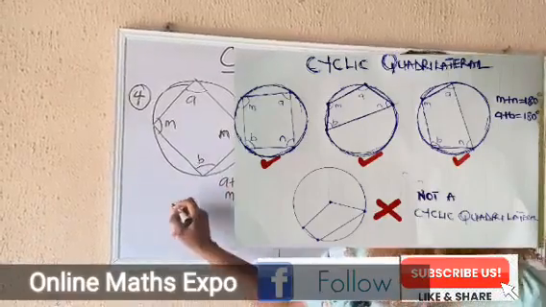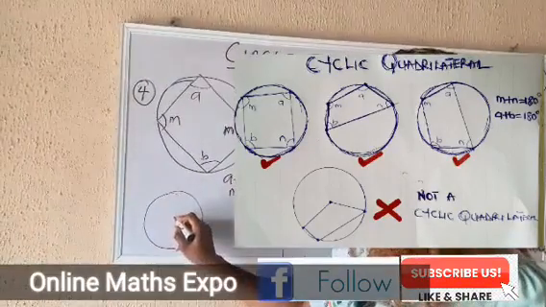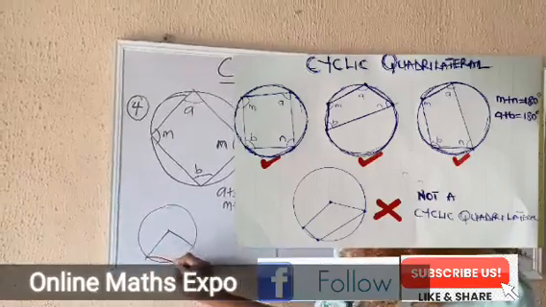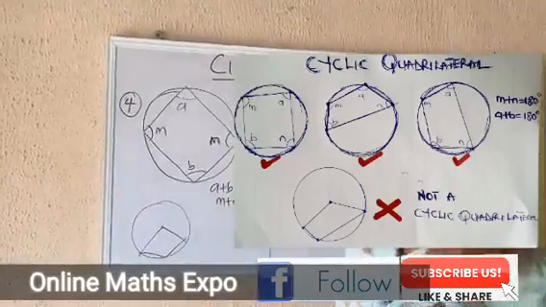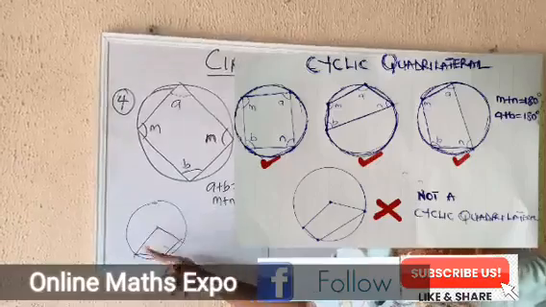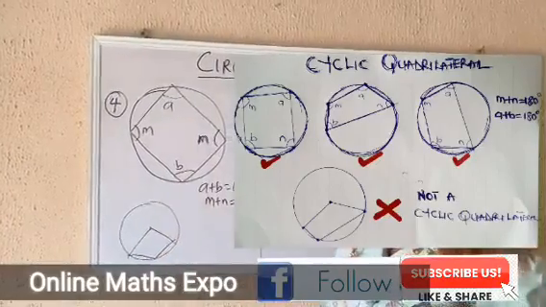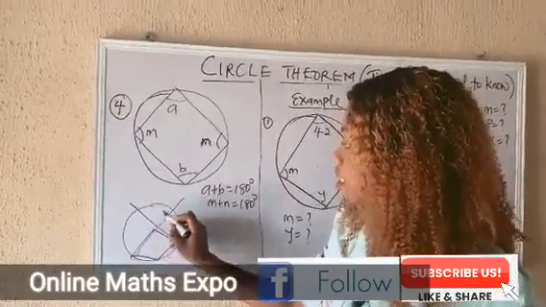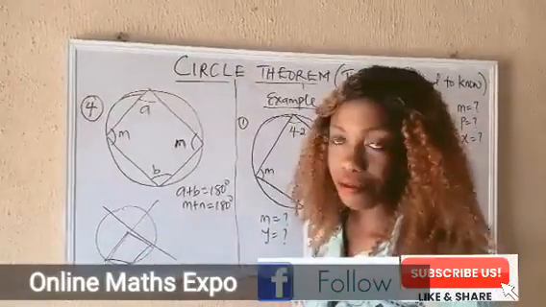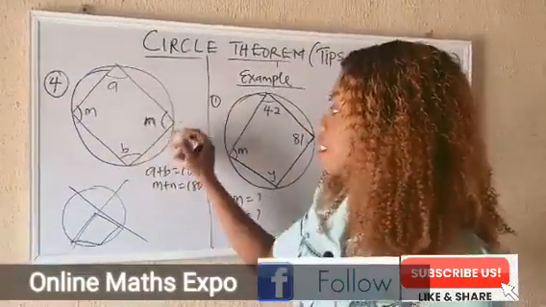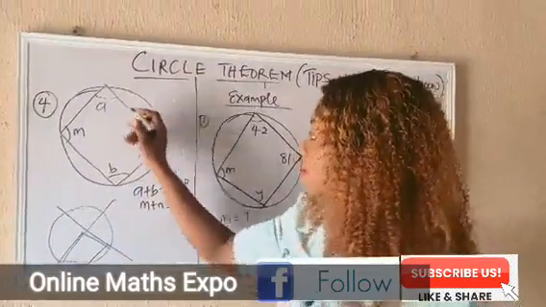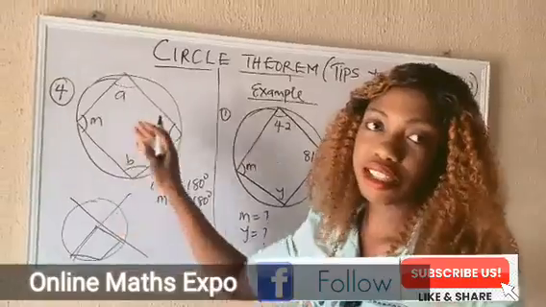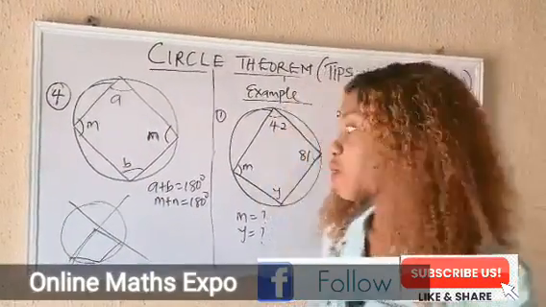Please don't take this theorem to be this. The two of them are not the same. Just watch. This and this are not the same. This is a quadrilateral actually, but it's not a cyclic quadrilateral. For this one, if you watch, the vertices are not all touching the circumference. But in this, the vertices are touching. So whenever the vertices are touching the circumference, it is called a cyclic quadrilateral.